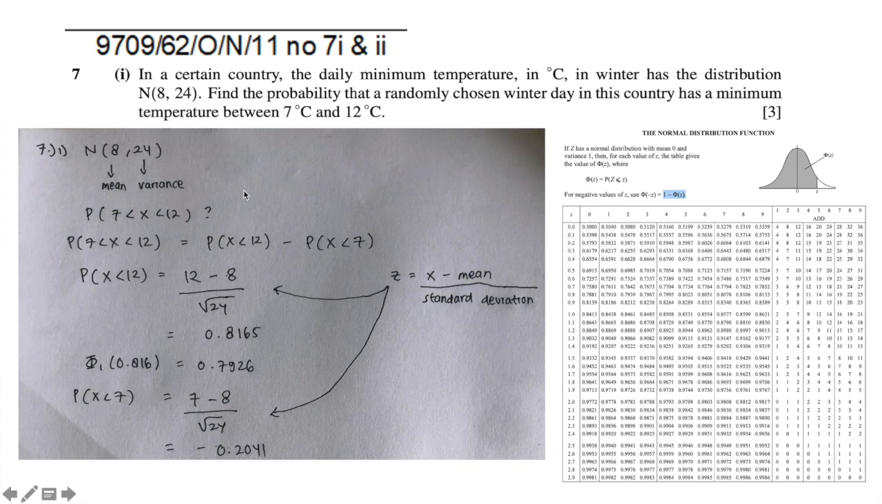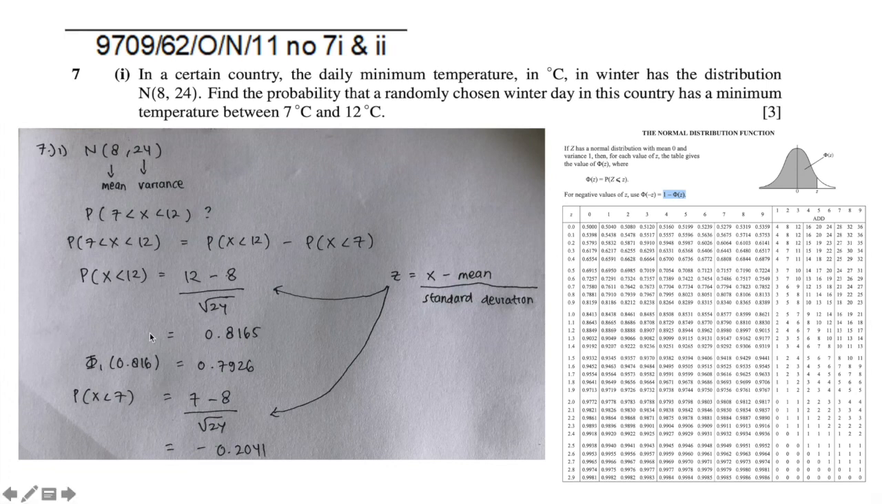In order to find the probability, we first need to subtract the probability of temperature less than 7 degrees Celsius from the probability of temperature less than 12 degrees Celsius. We cannot find the probability if we use the x value. We need to convert it to the z value first. To find the z value, we use the equation x minus mean divided by standard deviation. If we input the values into the equation, we get the z value of 0.8165 for the temperature below 12 degrees Celsius.